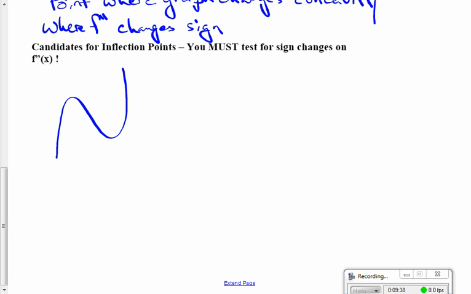Do you see where the graph might change concavity? Over on the left, the graph is concave down. On the right, the graph is concave up. Somewhere in the middle here, and you're going to be able to use calculus to identify it, there is an inflection point.